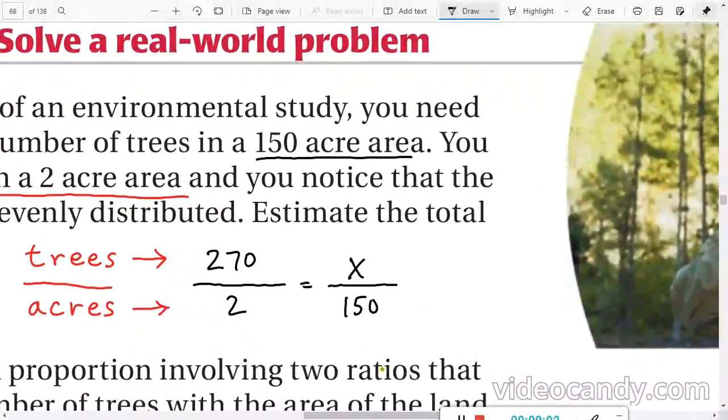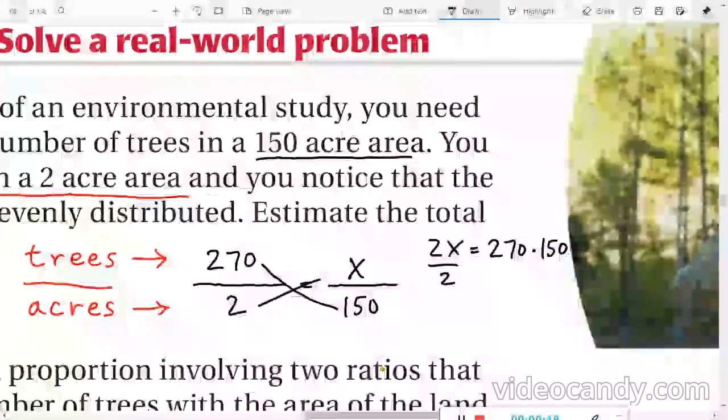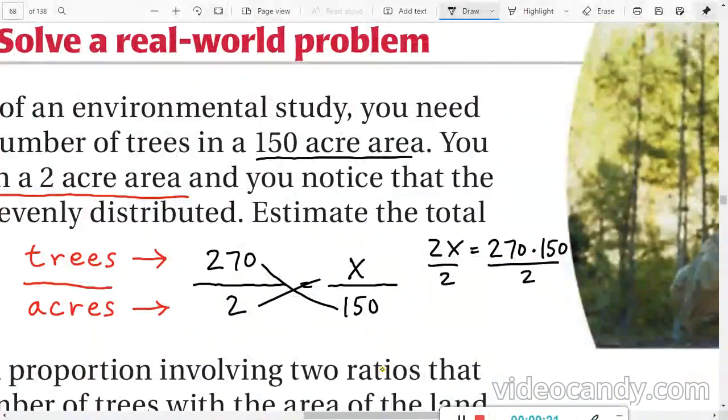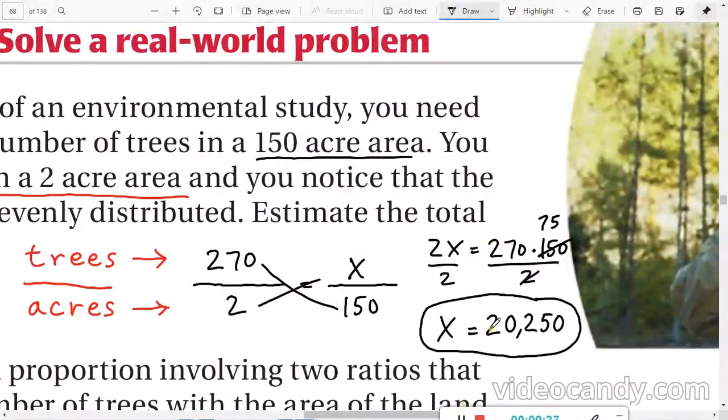All right, cross multiplying. We have 2 times X, and that equals 270 times 150. All right, solving for X, you just divide both sides by 2. And I'm going to do this on the calculator. Okay, you can start doing it by hand. If you want to do 150 divided by 2, that's 75. Or you can just do the whole thing on the calculator. And using the calculator, I get 20,250.